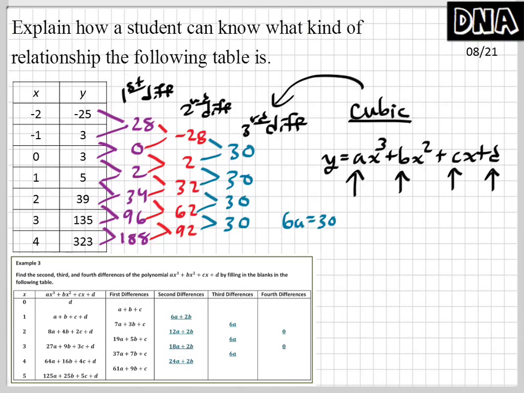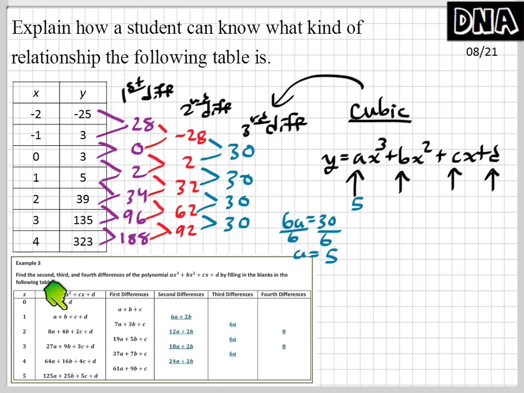equals 30, and we could find out what a is. And so we divide both sides by 6, we get a equals 5. And so we got a 5 for a. And actually, I'm going too fast. I skipped the most obvious letter to find out of all of them.